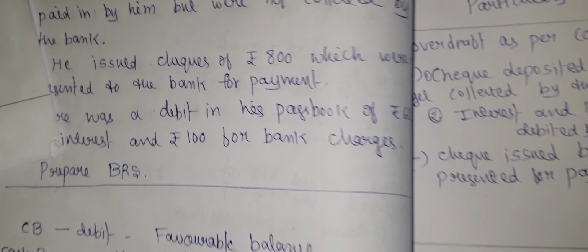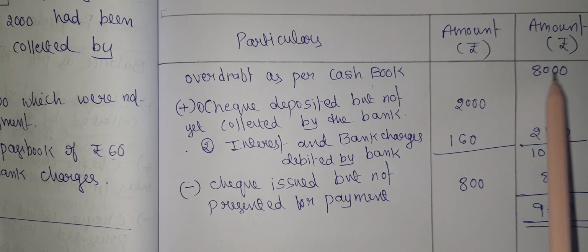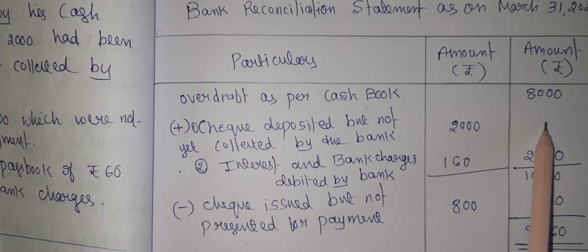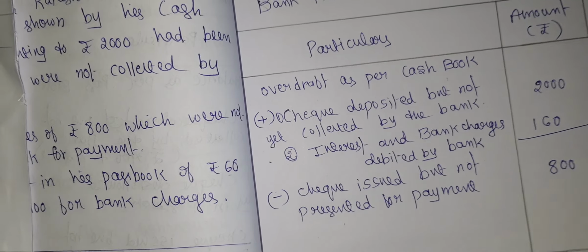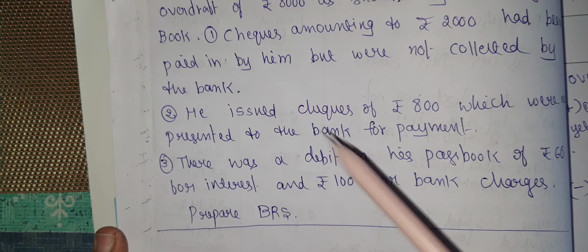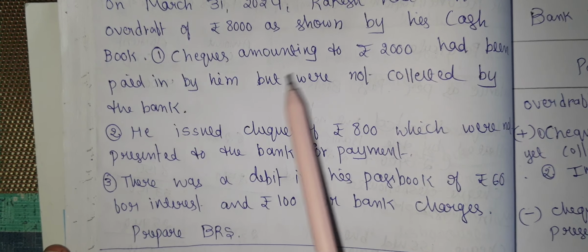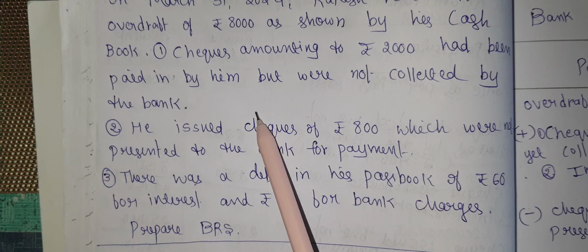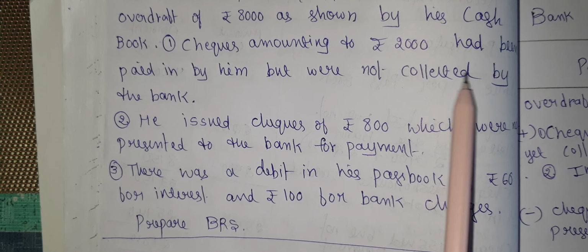First, what we have to do: overdraft as per cash book, that is rupees 8,000. In the outer column we write down rupees 8,000. Next, the second transaction, that is our first transaction: checks amounting to rupees 2,000 had been paid in by him but were not collected by the bank.